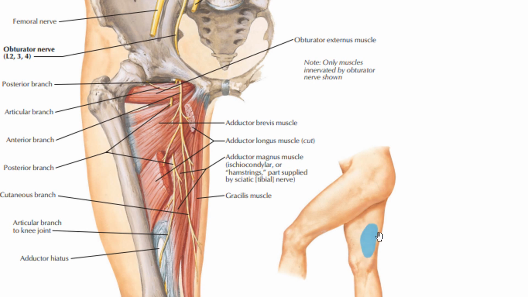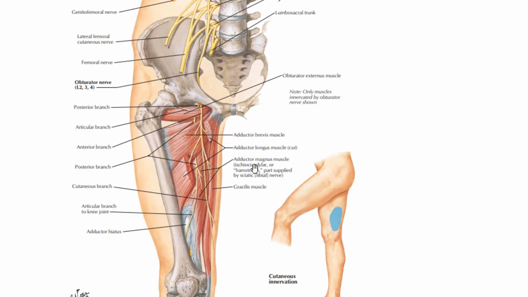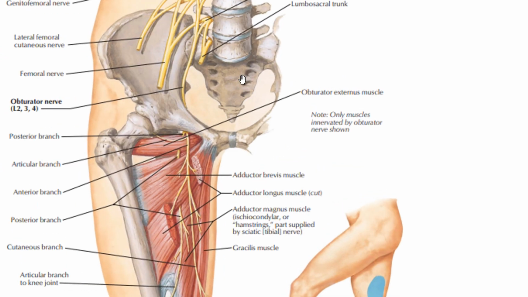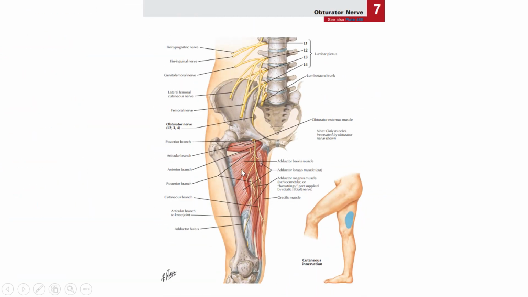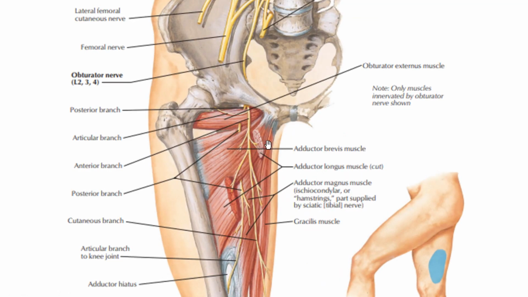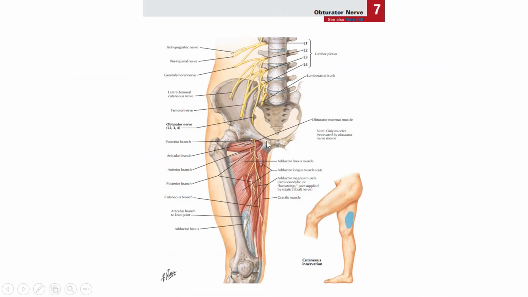So what is the obturator nerve? The obturator nerve is the nerve of the medial compartment of the thigh. Likewise, the femoral nerve is the main nerve supply of the anterior compartment of the thigh, and the obturator is the nerve supply of the medial compartment of the thigh. So how is this obturator nerve formed?